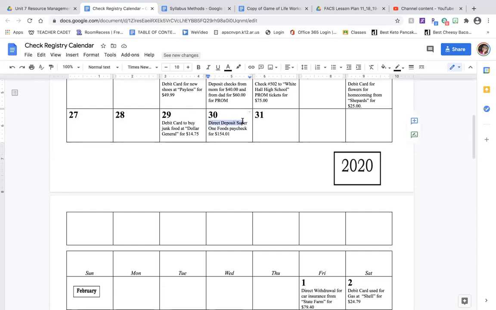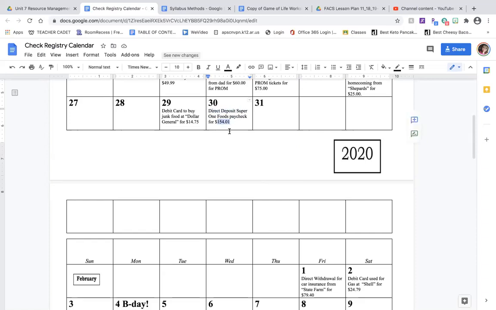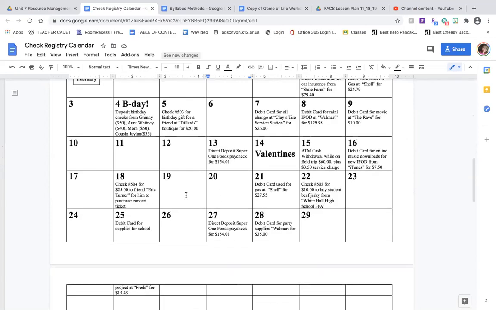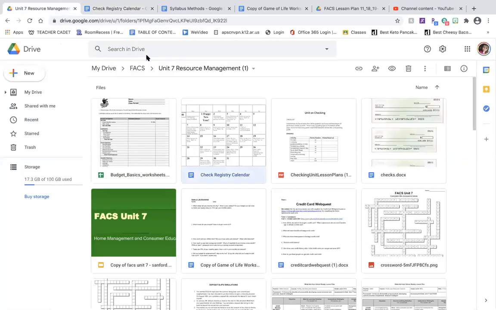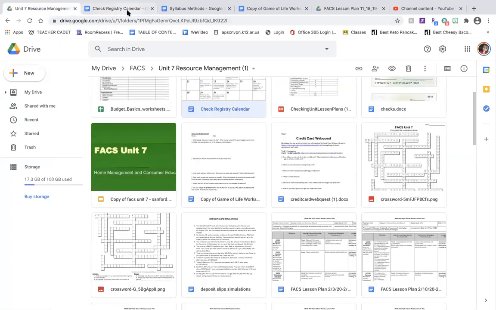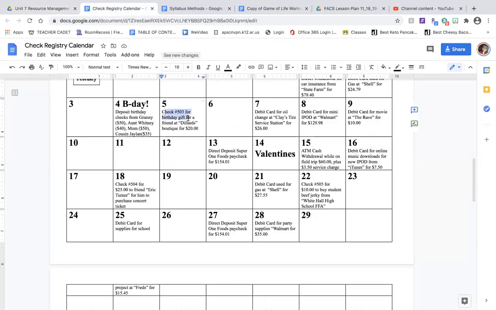check. And I put Super One Foods, that's a grocery store we have here. That's where they work and where they're getting their income from. And sometimes I have other income on here too, random stuff like a birthday check. Also, you notice that they paid with check on some of these things.